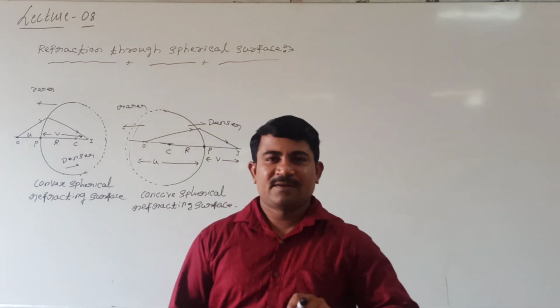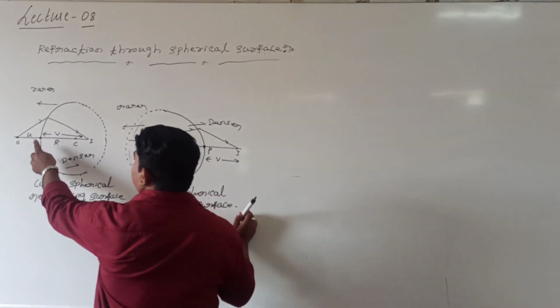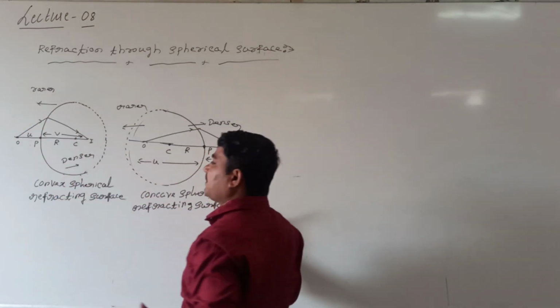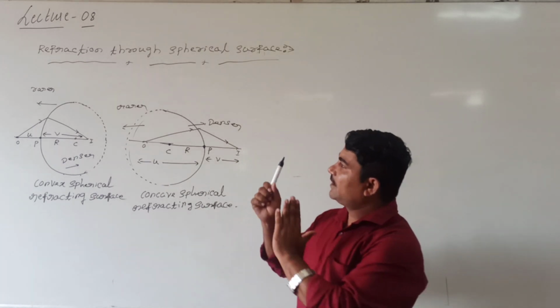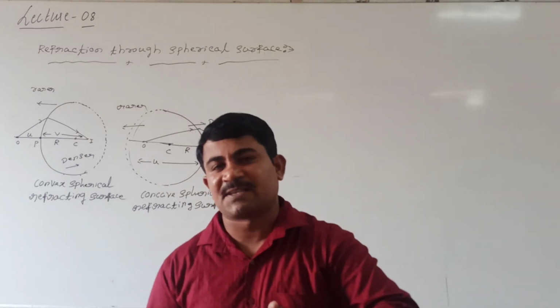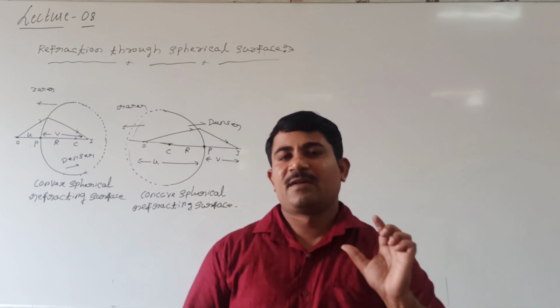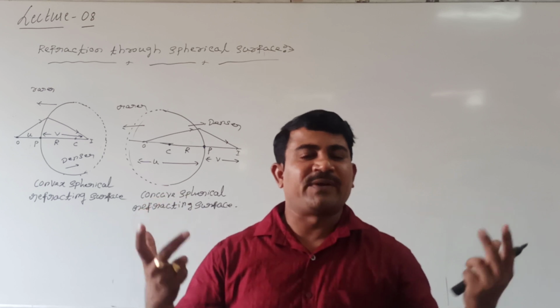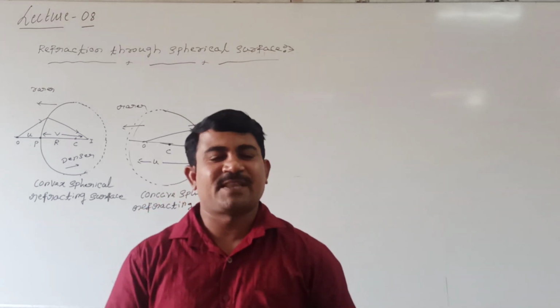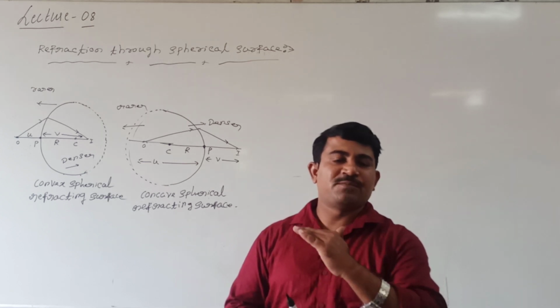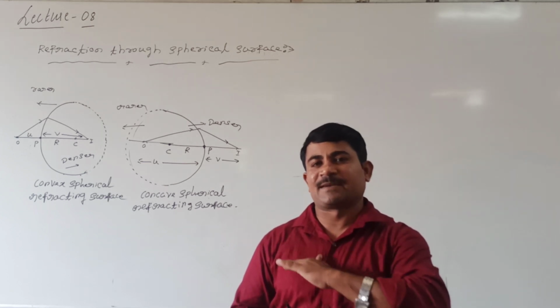But we need a relation between object distance, image distance, radius of curvature and refractive index of the medium. That is refraction through a spherical surface. Refraction through a spherical surface gives the relation between object distance, image distance, refractive index and radius of curvature. That we'll see. Before that, we need to make some assumptions for a spherical refracting surface.